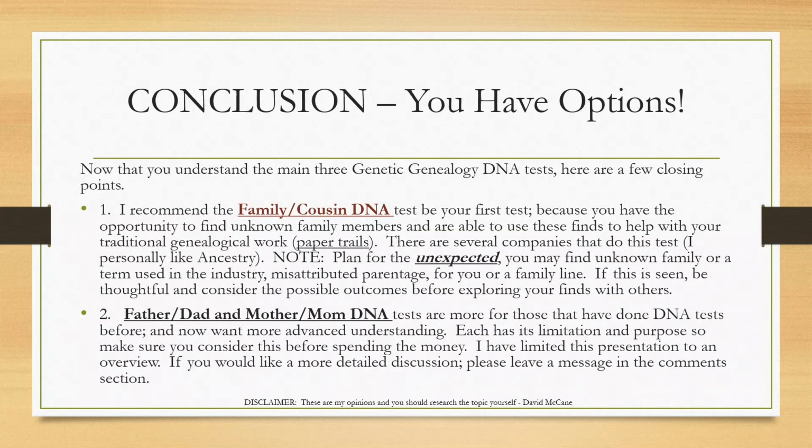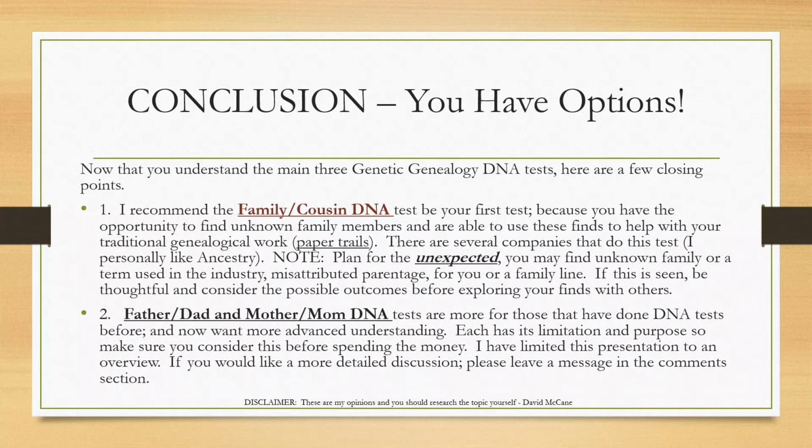Now, conclusion. You have options. Let's cover a few things here. Now you understand the main 3 genetic genealogy DNA tests, and I have these closing points. You may not understand them fully. Oh my goodness, there's a lot of information there. Yes, but this is to tell you what they are and what each test really is, so you know what to consider if you go out there and see these online, or somebody tries to sell you something online, or somebody talks to you about, well, you go get a DNA test. Well, these are the 3 types that there are out there.